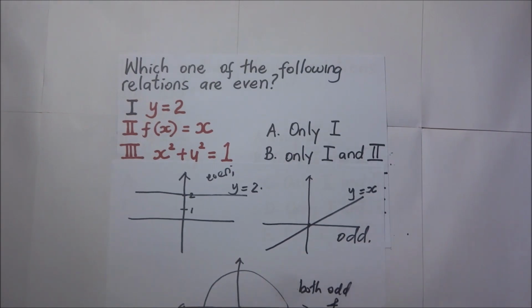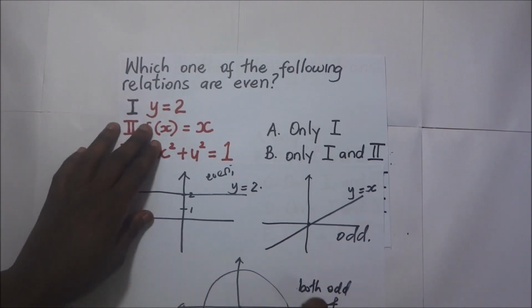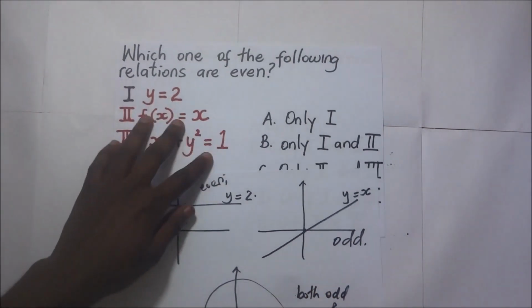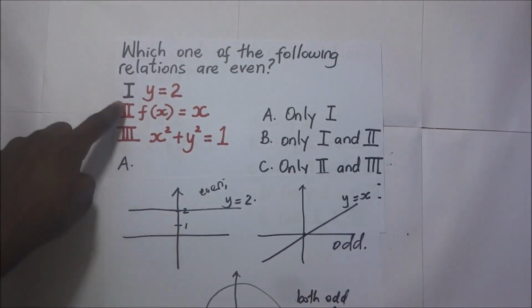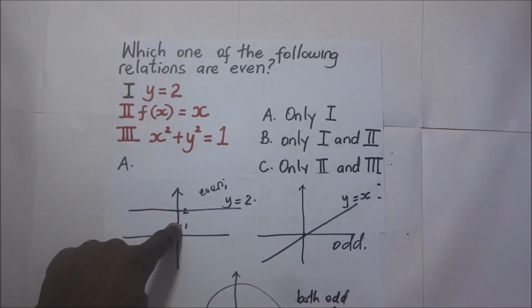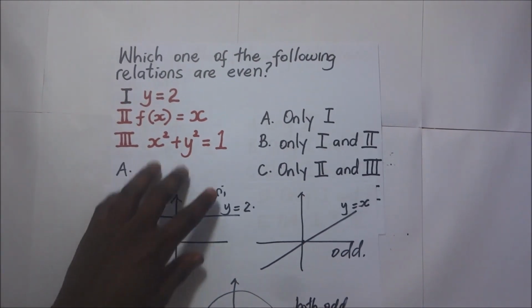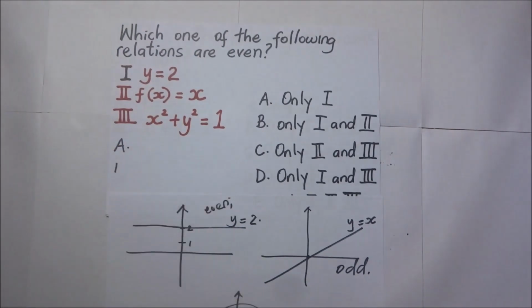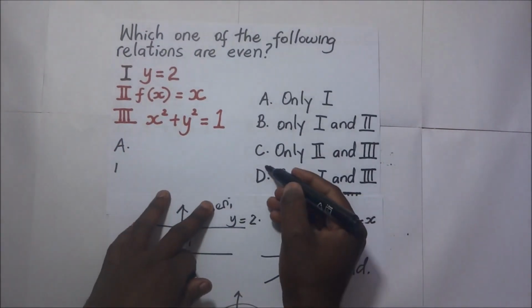So getting back to the question now, they're asking us which of the following relations are even. Of course, the ones that are really even, we have this one and that one. So the answer there is 1 and 3. Our answer there is D.